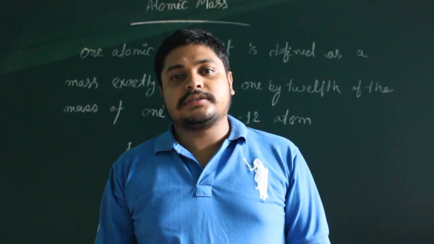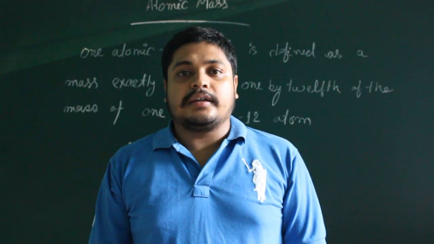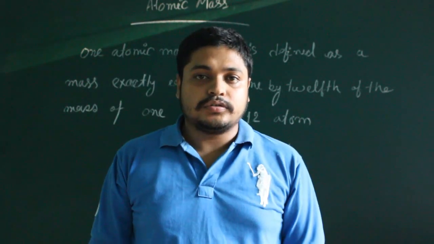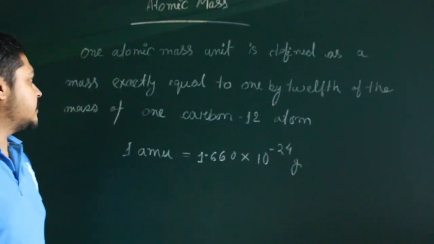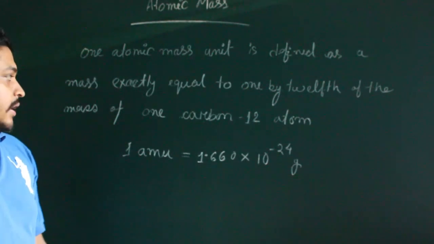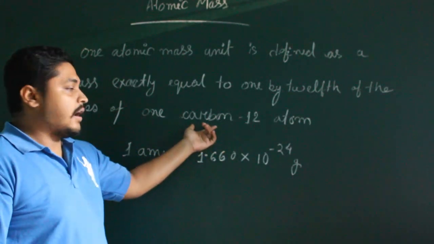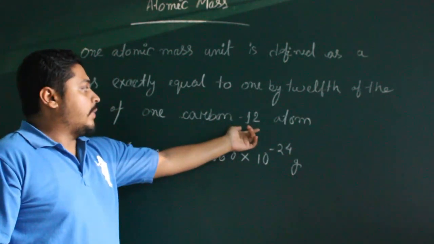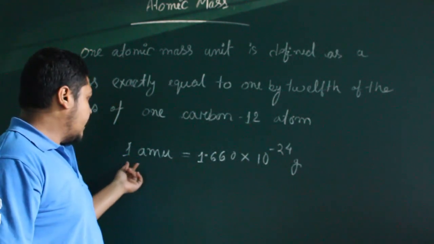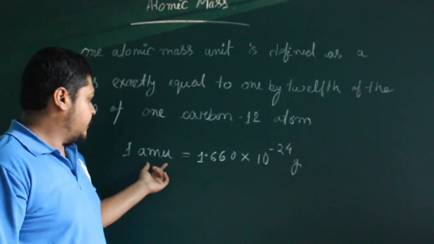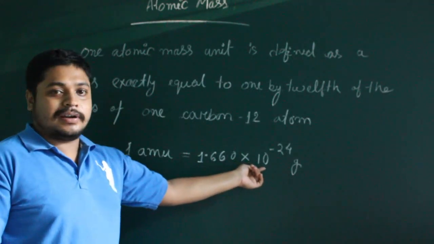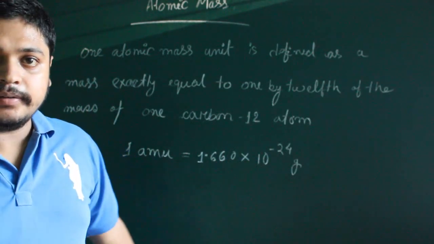So atomic mass is the mass contained in the nucleus of an atom. It is defined as exactly 1/12 of the mass of one carbon-12 atom. This carbon-12 means the carbon atom having atomic mass 12 AMU, where AMU means atomic mass unit. So 1 AMU is equal to 1.660 × 10^-24 gram.